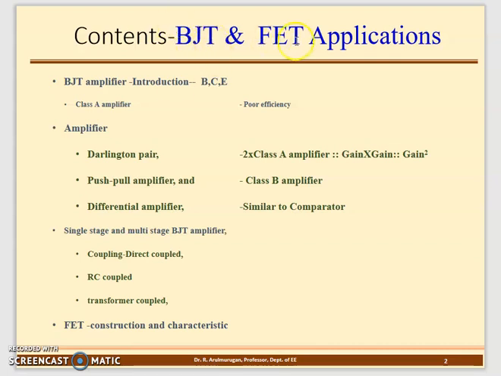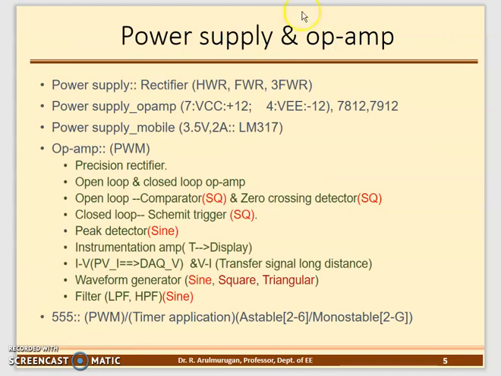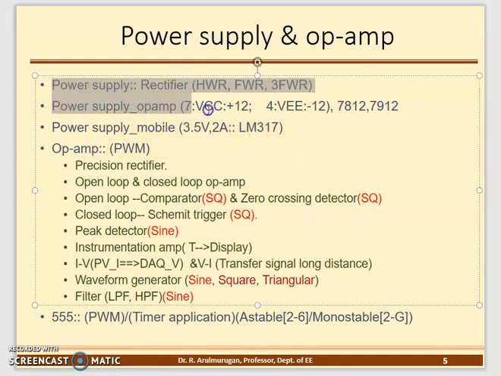So, BJT and FET applications. First one, you want to know. So far we have discussed the op-amp power supply, the rectifier, the constant voltage regulator, and the variable voltage regulator. These are the power supply applications.